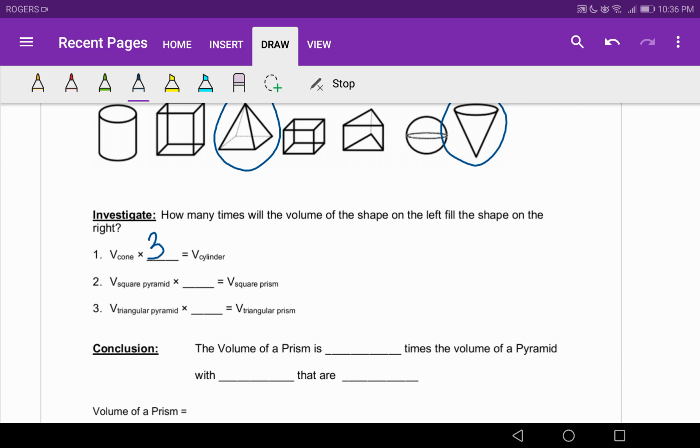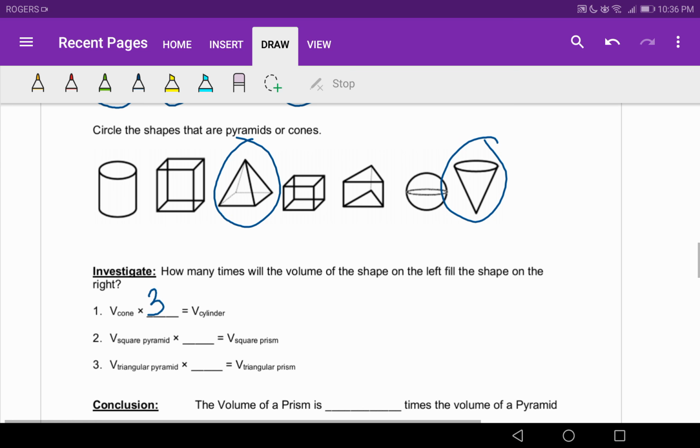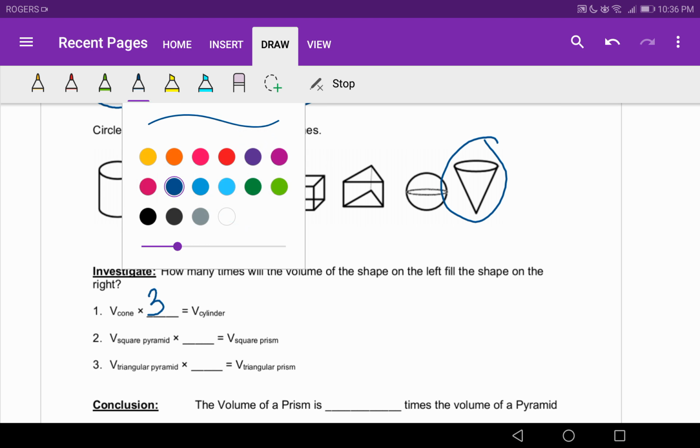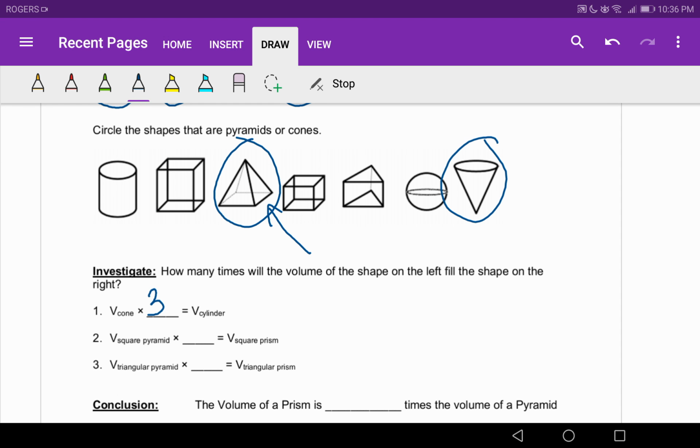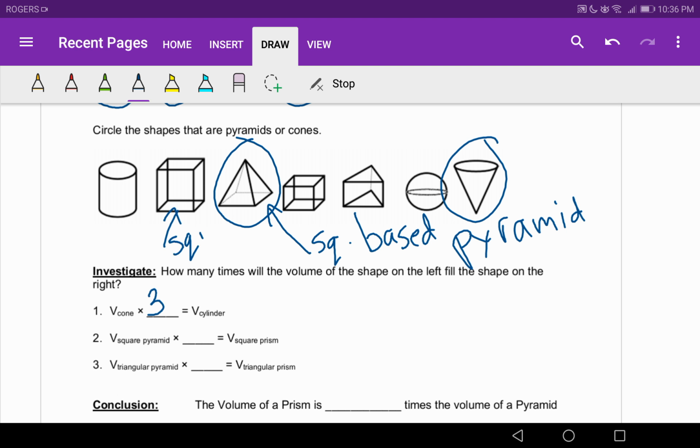What about the volume of a square pyramid? All right, so let's say, for argument's sake, that this right here was a square-based pyramid. Okay, so let's assume that that is a square-based pyramid. Now, let's assume that this is a square prism or a cube.